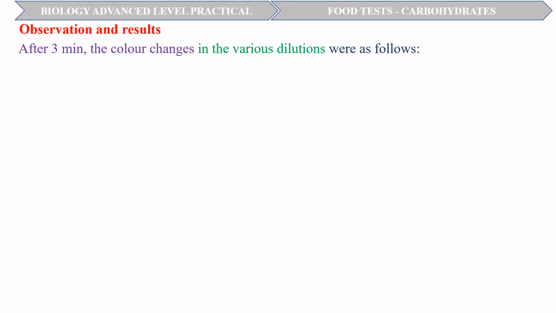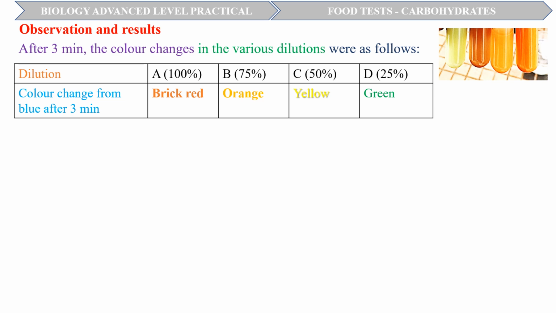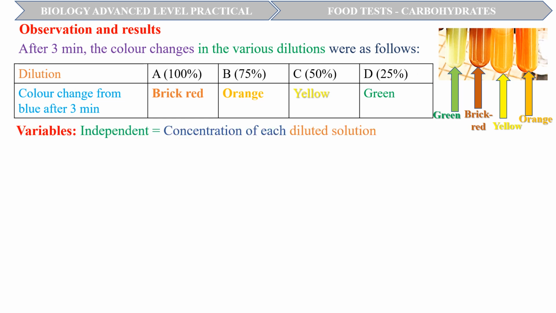After 3 minutes, the color changes in the various dilutions were as follows. The undiluted 100% solution turned brick red, the 75% dilution turned orange, the 50% dilution turned yellow, and the 25% solution turned green. Looking at the variables in this experiment, the independent variable is the concentration of each diluted solution.